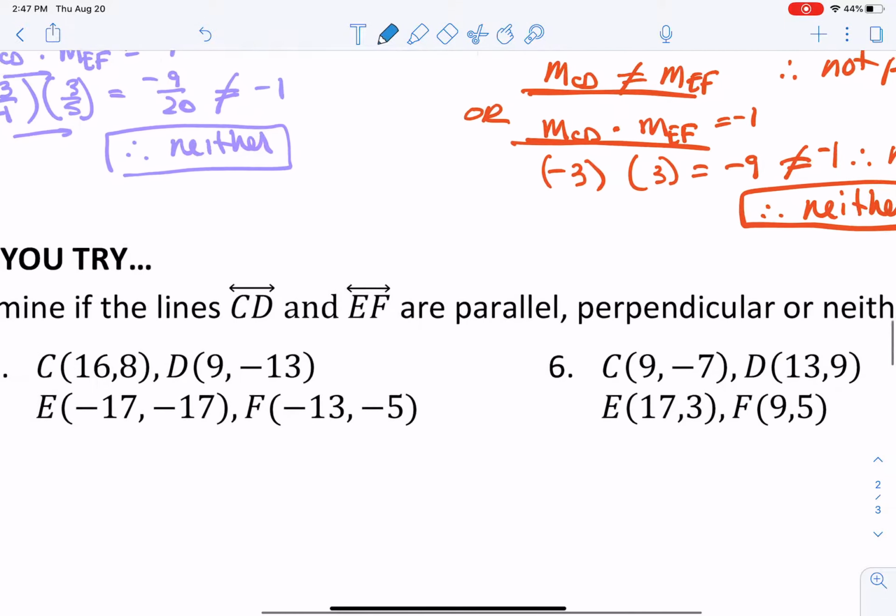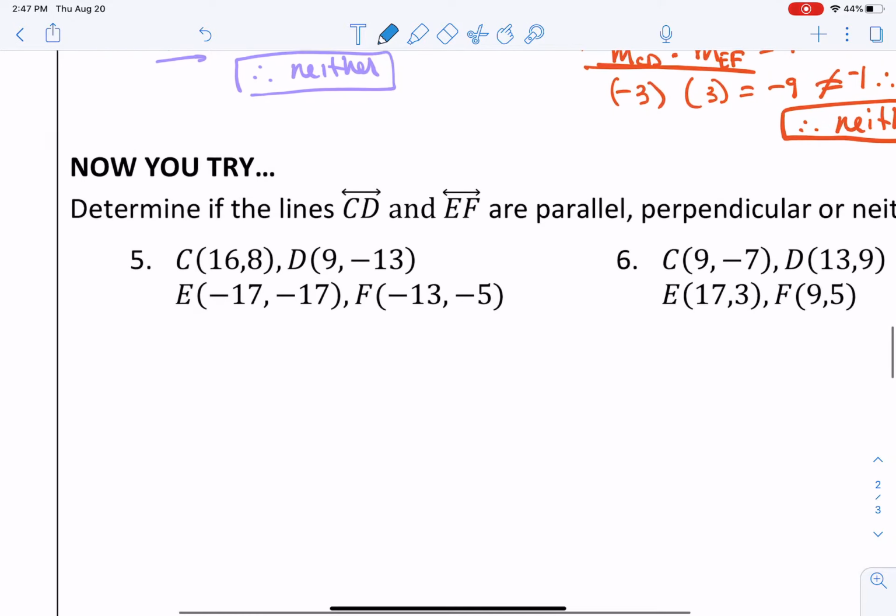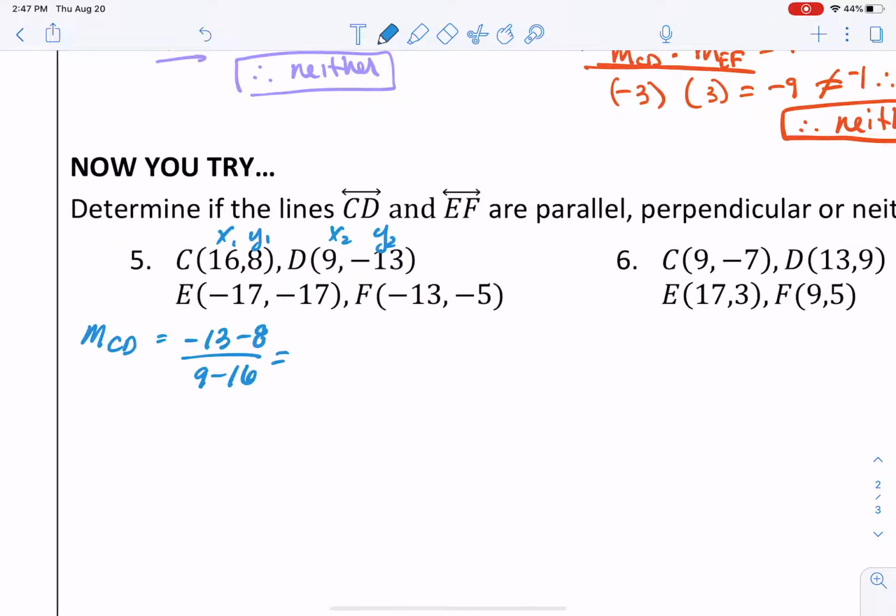All right, let's look at another one. So we're just continuing with the same idea. So I have the slope of CD, x1, y1, x2, y2. That should be the first thing you always do, is to label your points with their coordinates. Negative 13 minus 8 over 9 minus 16 is negative 21 over negative 7, which is positive 3.